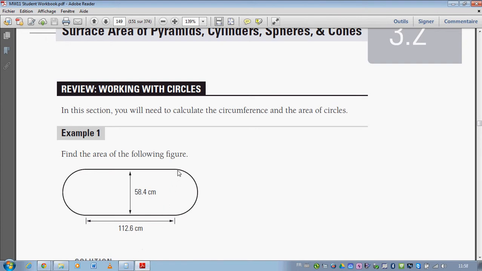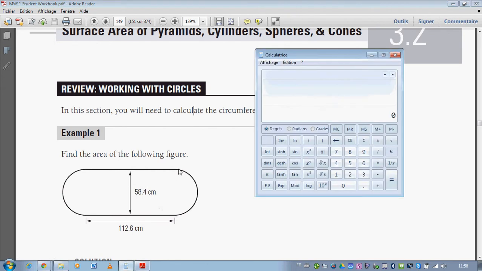And we are told that from one end of the circle down to the other end of the circle is a length of 58.4 centimeters. Now this length is otherwise known for circles as being the diameter. And the diameter is also known as being twice the radius. So if you take the radius and multiply it by 2, that would give you the diameter.